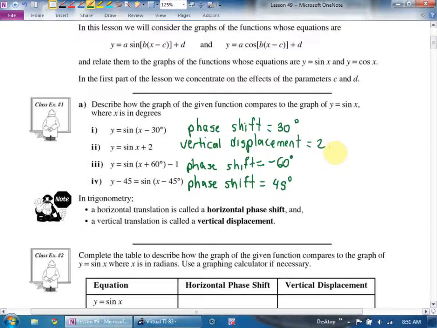I don't feel like writing vertical displacement. VD? Okay. VD of negative 1. Or you could say 1 down. I'll take both. Vertical displacement of negative 45. Oh, positive 45. Okay.